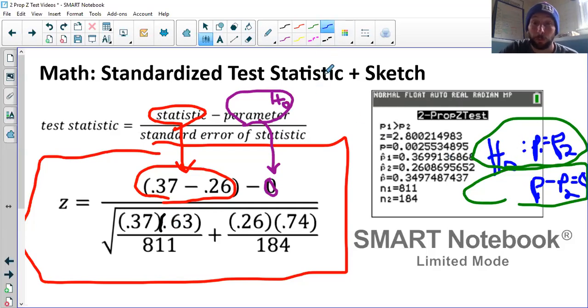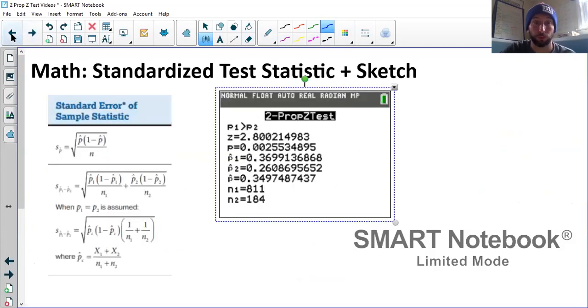But the problem is, right now, these numbers are not the same. We're not using the same P1 and P2, so we are contradicting the assumption that we made in the null. We're going to have to change these values to stay consistent with our null hypothesis. How do we do that? We use what's called p-hat pooled. When we go to show our z-score formula, we're not going to use p-hat 1 and p-hat 2 in the denominator, because we have to stay consistent with our null hypothesis. We're going to use p-hat pooled.